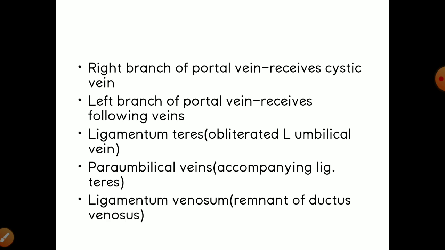At the porta hepatis, the portal vein divides into right and left branches which enter the right and left lobes of liver. That is how we get the right branch of portal vein and the left branch of portal vein.